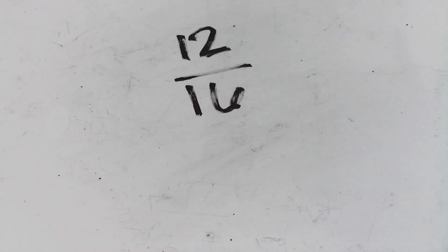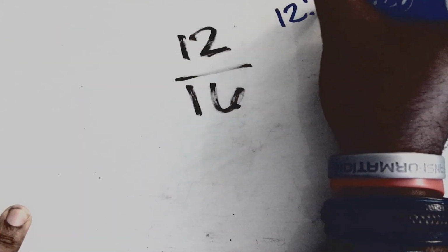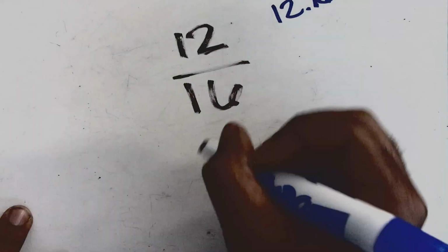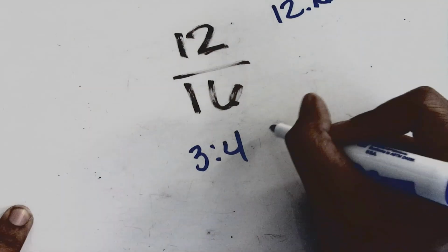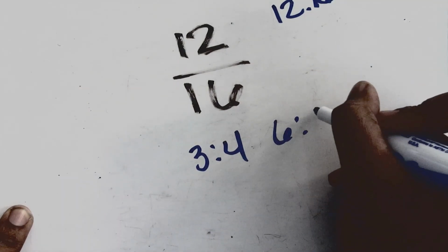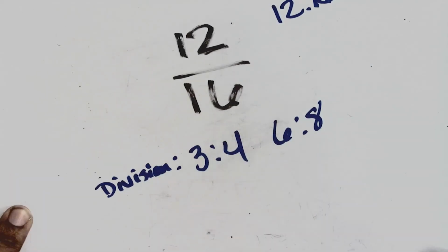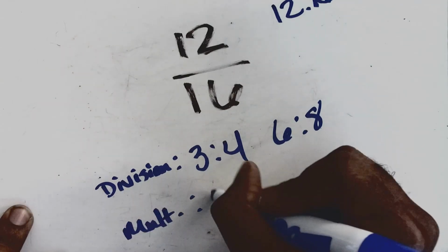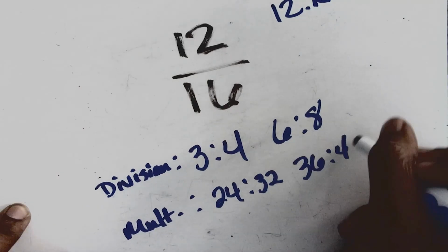All right, so let's compare. Remember, we are working with ratios 12 to 16. I can even write it that way. So here are some possible answers if you divide it. So a possible answer was 3 to 4, and another possible answer is 6 to 8 if I use division. If I use multiplication, some possible answers are 24 to 32 and 36 to 48. I think y'all got this.